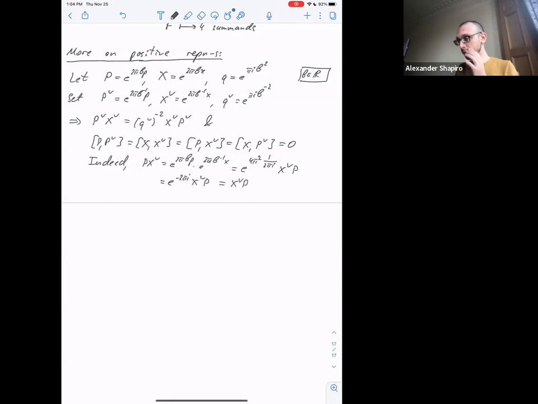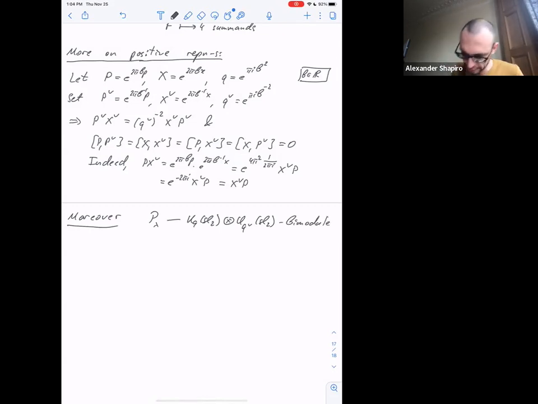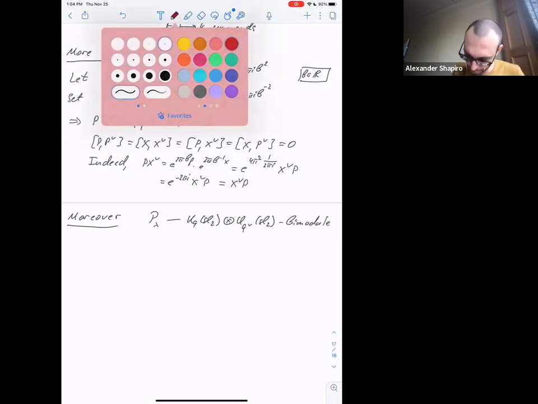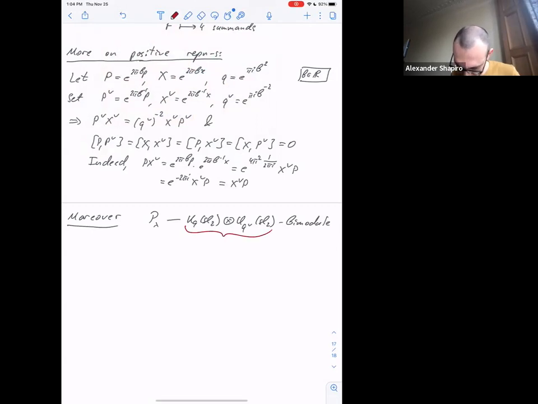So this is just x check p. So you have 2 commuting copies of the algebra, and moreover, it's a corollary of what we just saw that this P lambda is a UQ SL2, UQ check SL2 bimodule. And that thing here is what people call the modular double of UQ SL2.